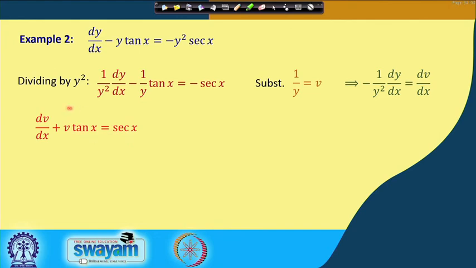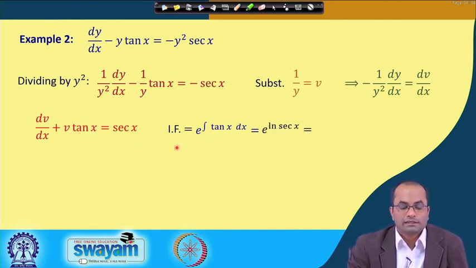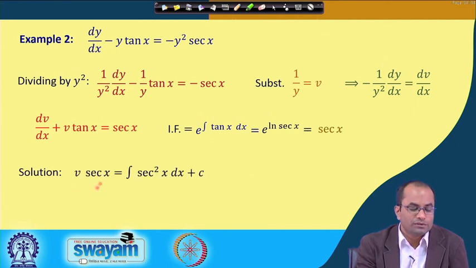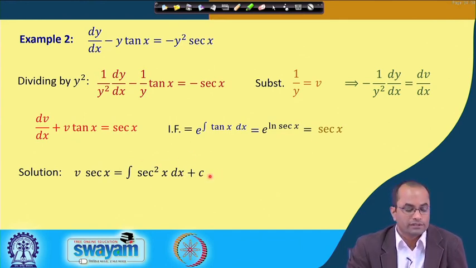And now, this is a linear equation in v which we can solve by calculating the integrating factor. So, the integrating factor will be exponential of integral of tan x, and tan x will, after integration, become ln sec x. So, the integrating factor is nothing but the sec x, which we can use now in the solution. So, the solution will be v into sec x is equal to the integral of sec x times sec x, so sec square x dx, and plus a constant of integration.